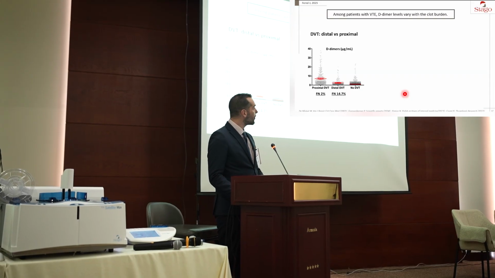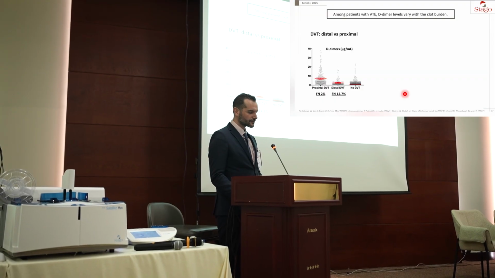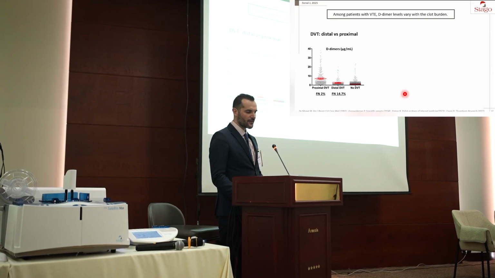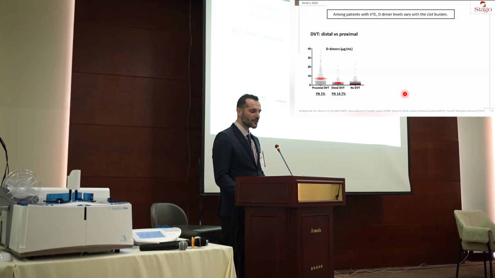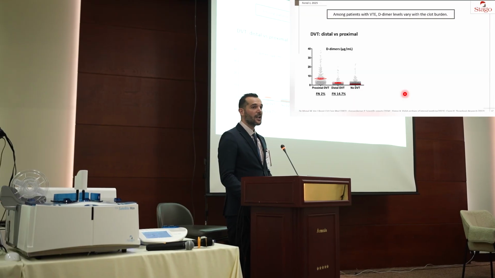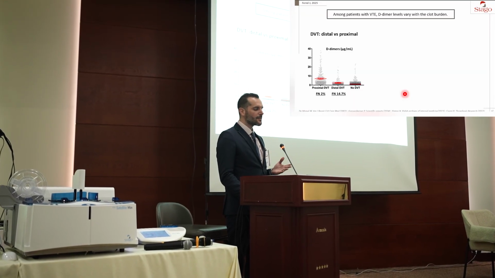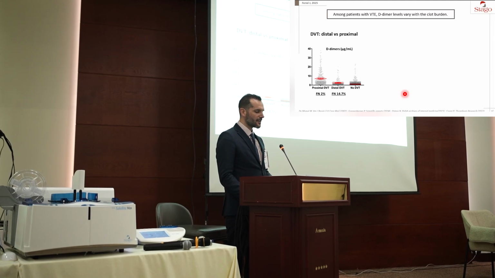So among patients with VTE, D-dimer levels vary with the clot burden. Among patients with DVT, higher D-dimer levels are observed for patients who have thrombosis extending above the level of the knee compared to patients who have thrombosis confined to their calf. That is to say, proximal DVT versus distal DVT.